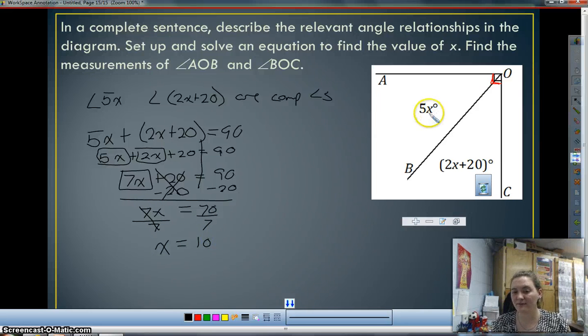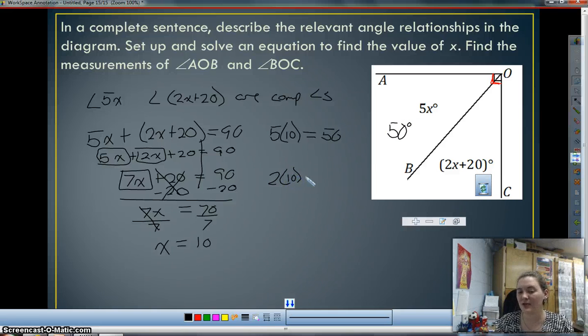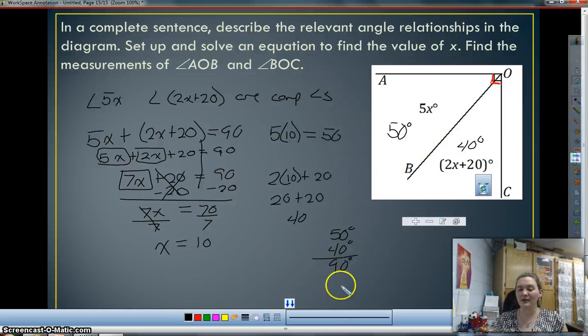But we need to find 5x and 2x plus 20. So that means we take 5 times 10 equals 50. 50 degrees. We also take 2, substitute in 2 times 10 plus 20. 2 times 10 is 20, plus 20. 20 plus 20 is 40. 40 degrees. To double check, we can take 50 degrees plus 40 degrees equals 90 degrees. We have our 90 degree angle.